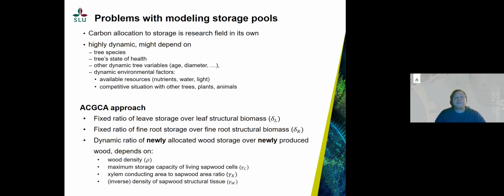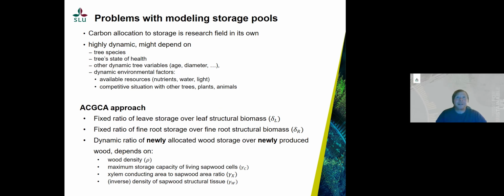For leaves, for example, we assume a fixed ratio of leaf storage over leaf structural biomass, and the same for fine roots. We assume a fixed ratio of fine root storage over fine root structural biomass. The dynamic part comes with the wood. So there is assumed to be a dynamic ratio of newly allocated wood storage over newly produced wood. And this dynamic ratio depends on the current wood density, on the maximum storage capacity of living sapwood cells, on the xylem conducting area to sapwood area ratio, and the inverse density of sapwood structural tissue.